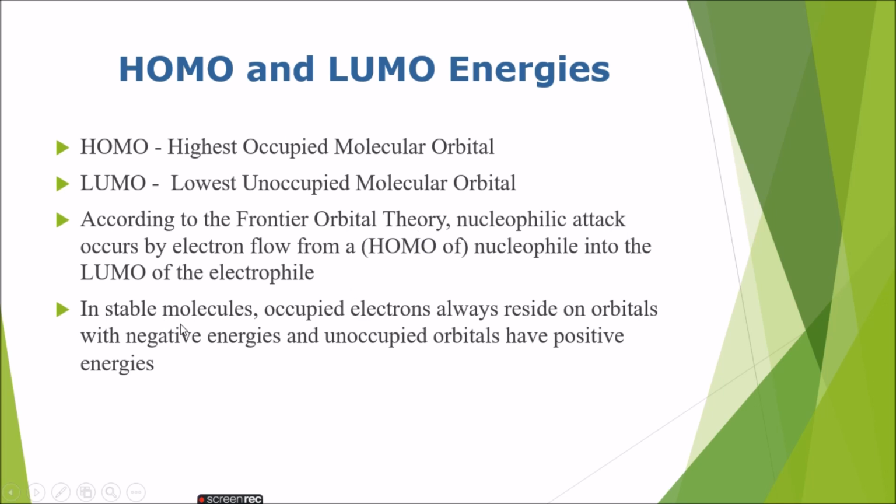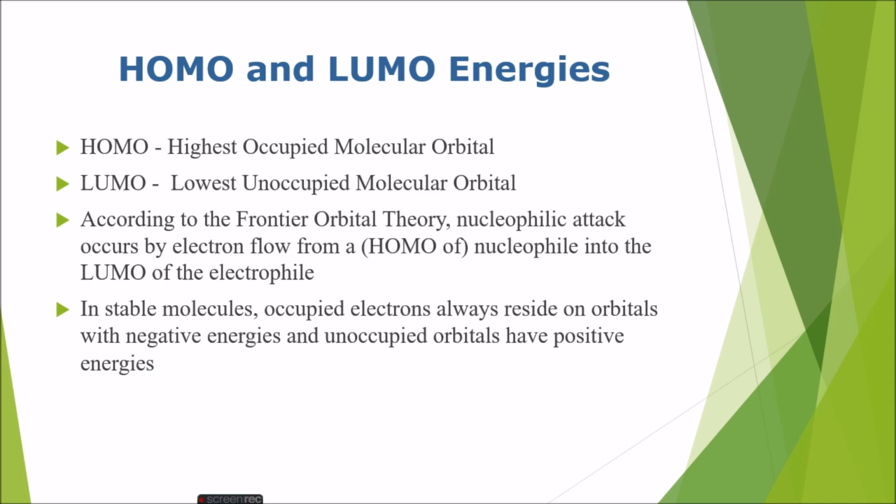In stable molecules, you can notice that the occupied electrons will always reside on orbitals with negative energies. That's why most of your HOMO energies are negative, because they are occupied with electrons. In the case of your LUMO, which is the unoccupied orbital, it will have positive energies. This can be visualized and you can see all the calculations when we do the MOPAC demonstration.